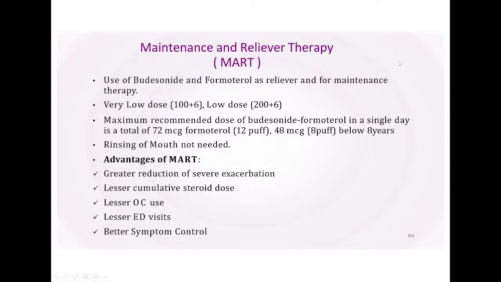Very low dose is 100 microgram budesonide, and 200 microgram is low dose. So the maximum recommended dose of budesonide plus formoterol combination in a single day is 72 microgram of formoterol, that is 12 puffs of Foracort, or 48 microgram below 12 years. So for more than 12 years 72 microgram, and below 12 years it's 48 microgram. So 12 puffs for adults and 8 puffs for below 12 years. Rinsing of mouth is not required.